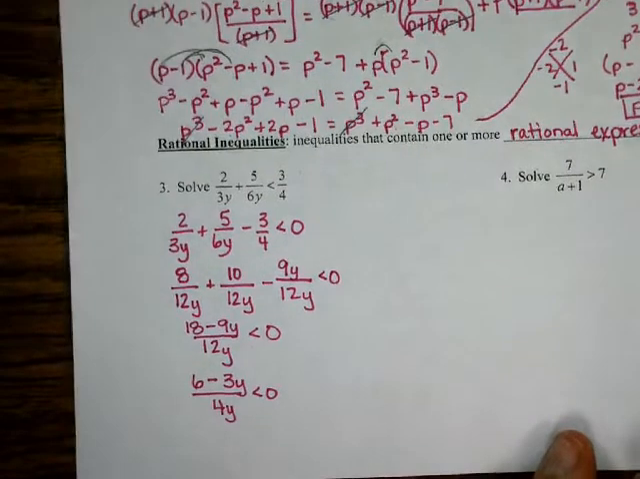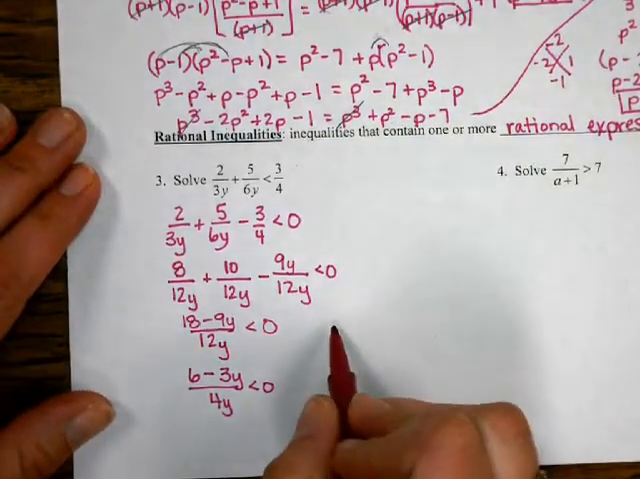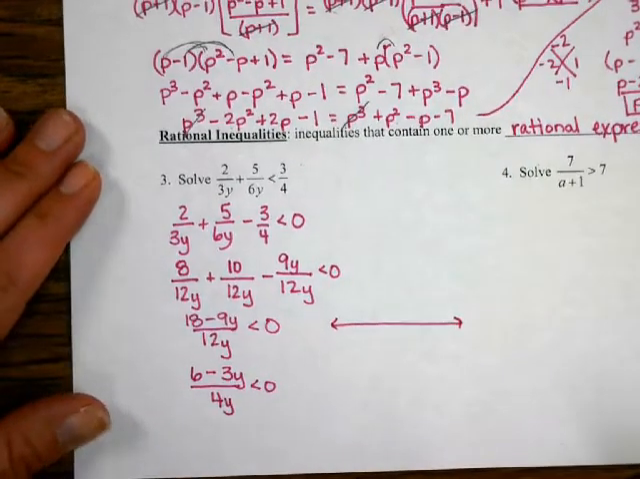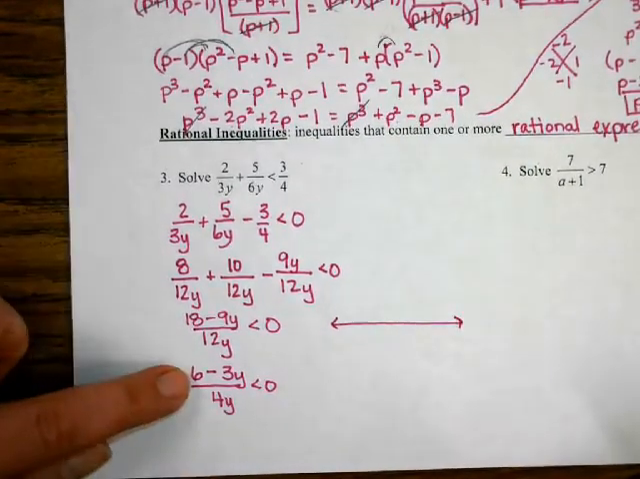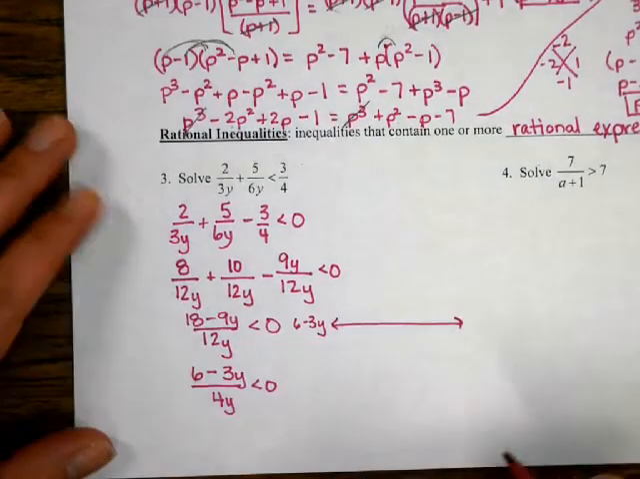So if I look at my numerator, what value of y makes my numerator equal to 0? Okay, well that would be 2. I'm going to put 2 on my number line.